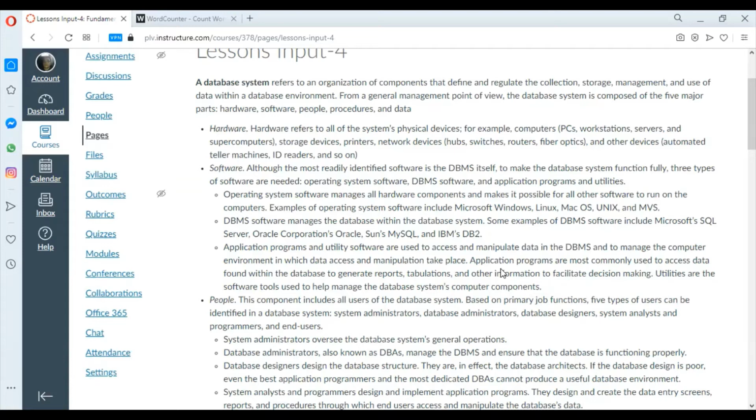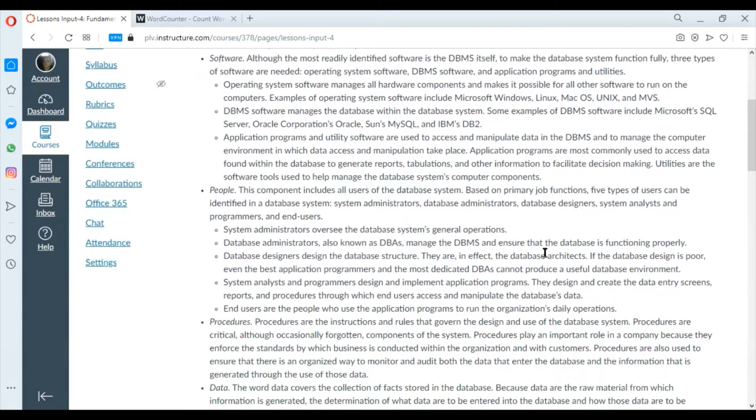For the people or peopleware, it includes all users of the database system. Take note, all users of the database system are under people or peopleware. Based on primary job functions, five types of users can be identified in the database system. They are the system administrators, who oversee the database system's general operations. The database administrators, also known as DBAs, manage the database and database management system, ensuring that the database is functioning properly. We also have the database designer, who designs the database structure.